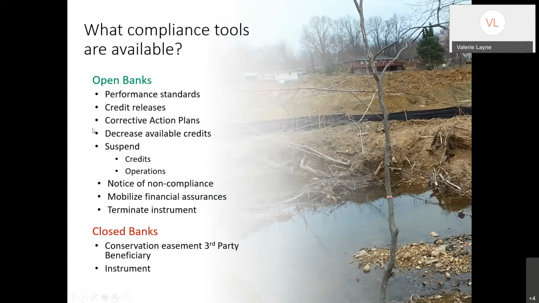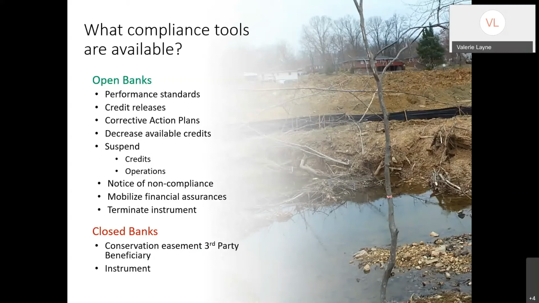A decrease in available credits, that's usually a temporary measure, where usually it is employed when a bank is not meeting performance standards for whatever reason, and the MRT and the bank sponsor agree that they will reduce the number of available credits until something is fixed. This has happened a couple times that I'm aware of, the bank sponsor and the MRT will agree, this part of the site is just not going to work. It's not working, it's not going to perform, and we need to just write it off.